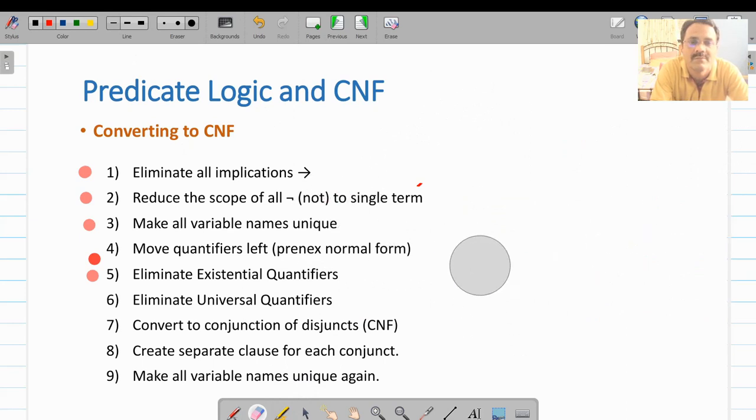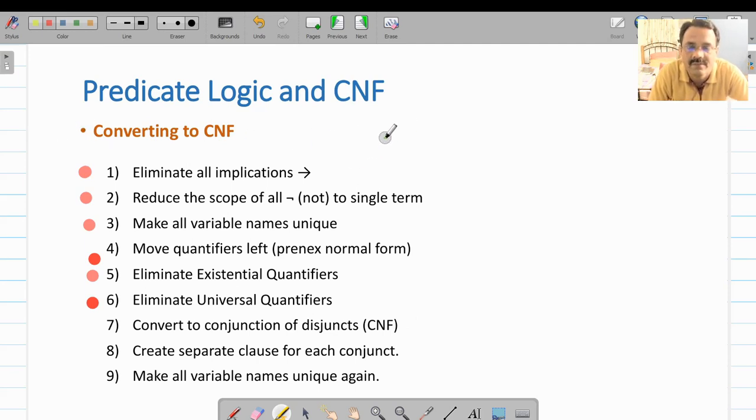Next step is eliminate universal quantifiers. So now we have only for all quantifiers left. So you remove those for all quantifiers. You can simply remove them because we have already standardized variables. So let us make it out.